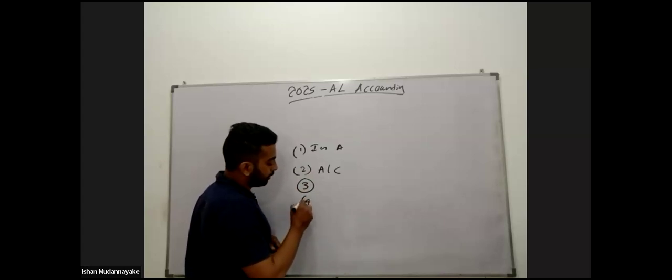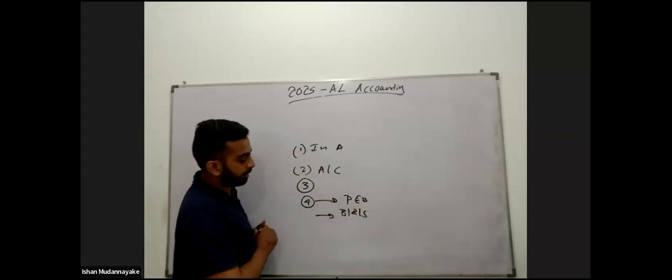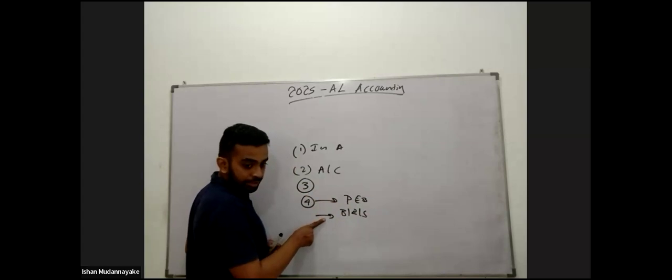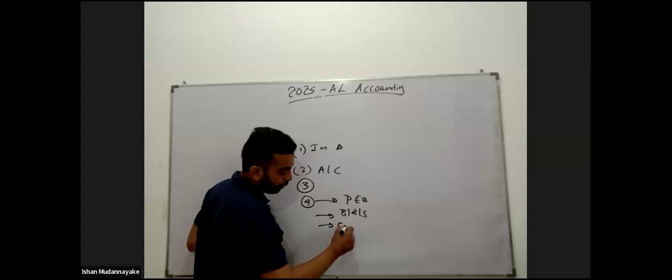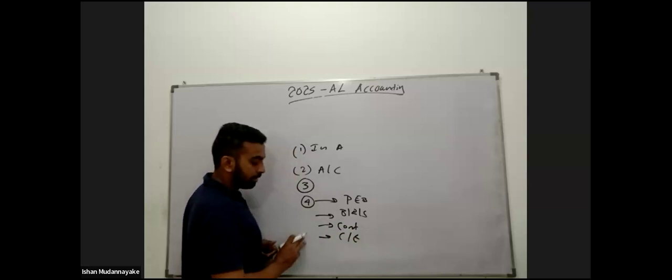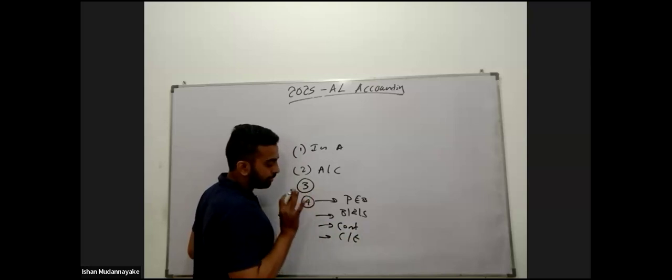And now we are in the fourth lesson. In the fourth lesson, we discussed primary books. Now we are in the fourth lesson, second part. The second part is bank reconciliation statement. After completing the bank reconciliation statement, the third part is control accounts. The fourth part is correction of errors. These two parts we will discuss after completing the grade 12 syllabus.